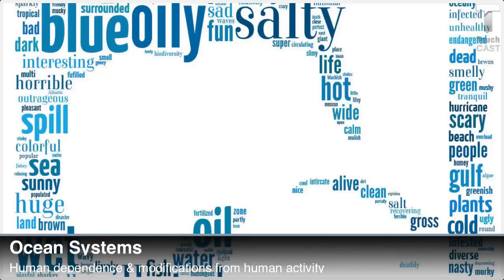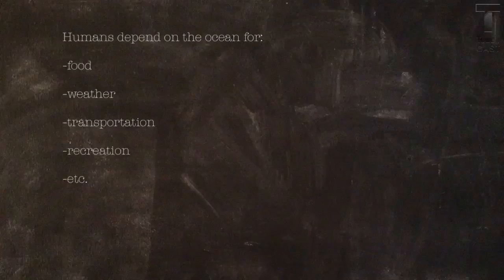Okay, now we're going to switch gears and look at ocean systems, focusing on human dependence on the ocean and modifications of the ocean from human activity. So as far as how humans depend on the ocean, there's a multitude of things. Main things are food, the weather, as you can recall from our unit two units ago, how the oceans affect our climates, transportation, recreation, and other things like minerals and drilling. There's a lot of things that we depend on the ocean for.